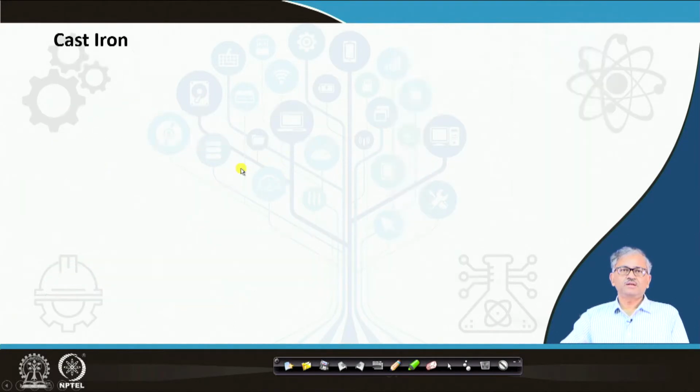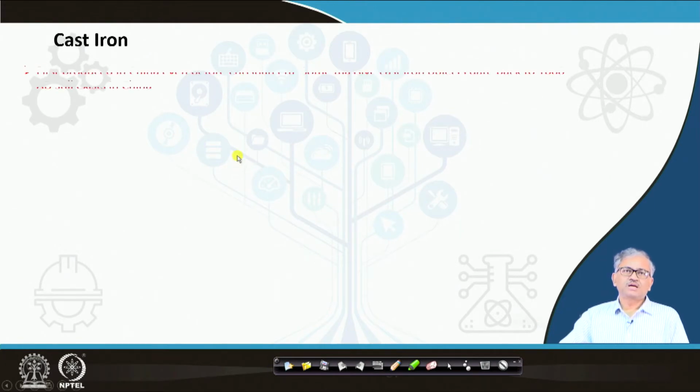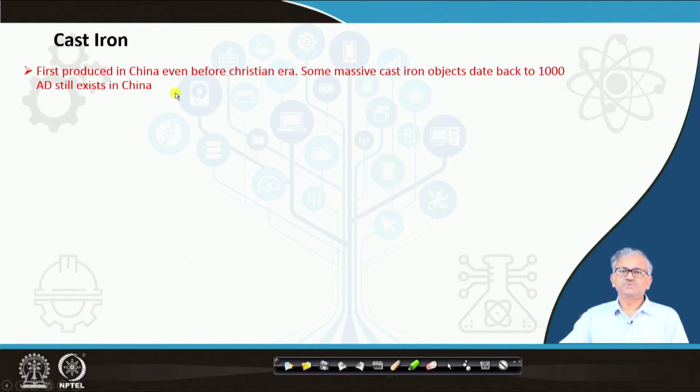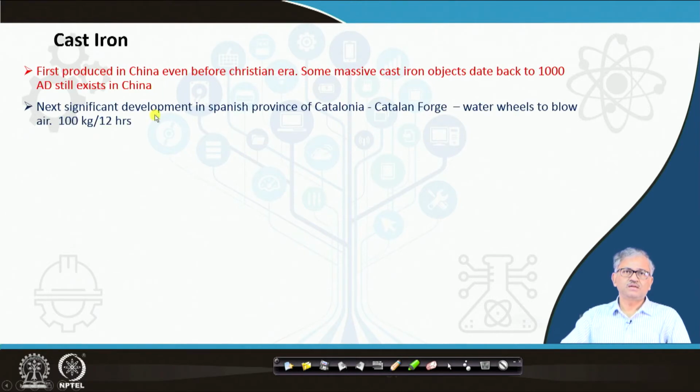And then let us see the cast iron. What does this mean? Cast iron means you have to make liquid iron, and then you can cast it into a different shape, that is called cast iron. And cast iron was first produced even before the Christian era in China, and in the Chinese museum you can get some big objects of cast iron dating back to 1000 AD, after Christ. So, those things are there in China.